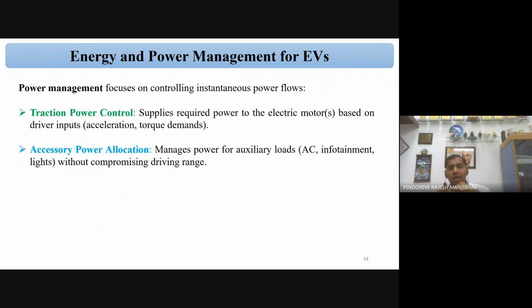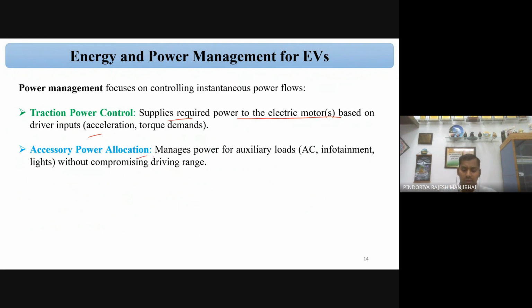Then power management, so traction power control. We have to control the power of the motor, and the motor is nothing but your traction. So supply the required power to the electric motor based on the driver input, maybe the accelerator, maybe the torque demand. Depending on the customer demand, we have to manage the power.